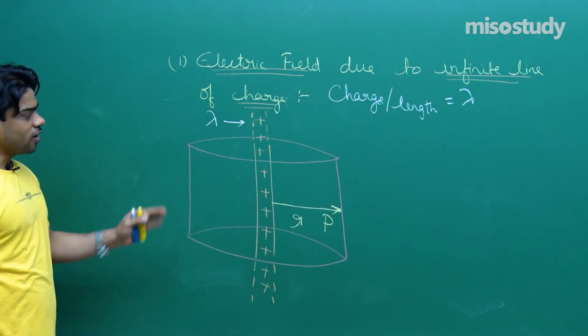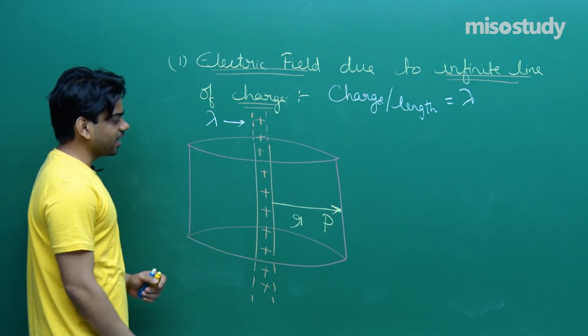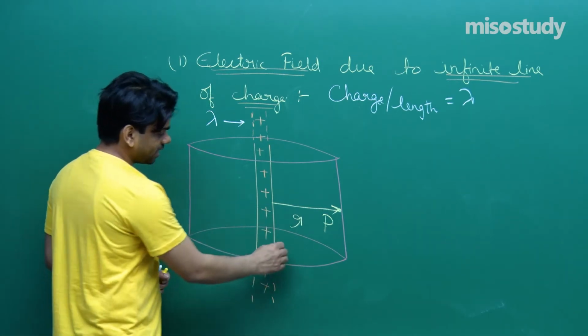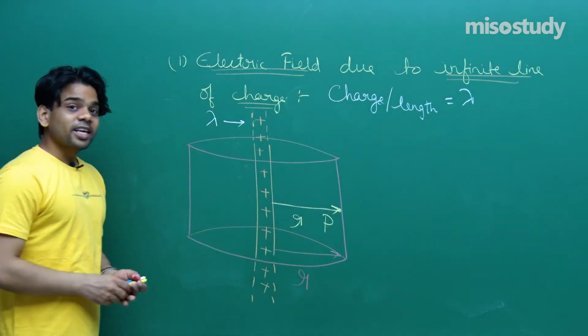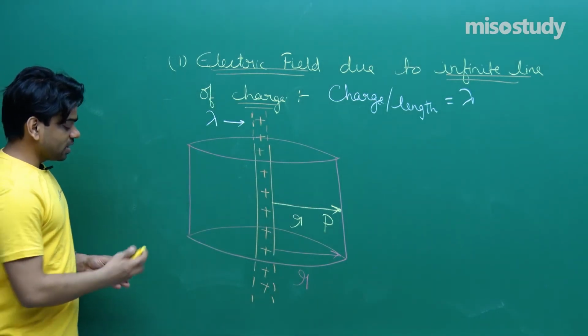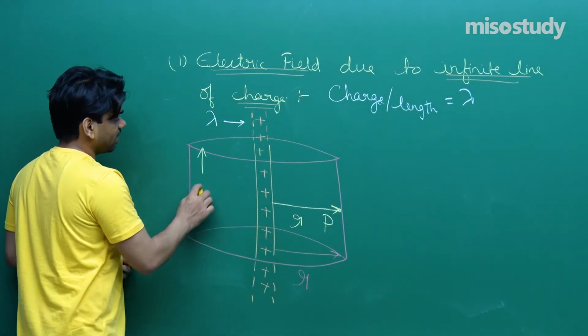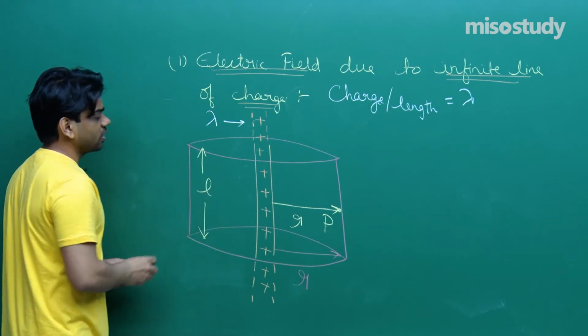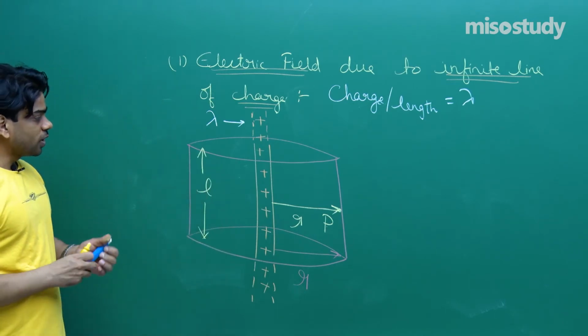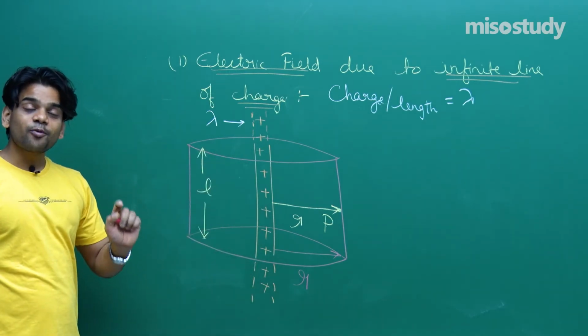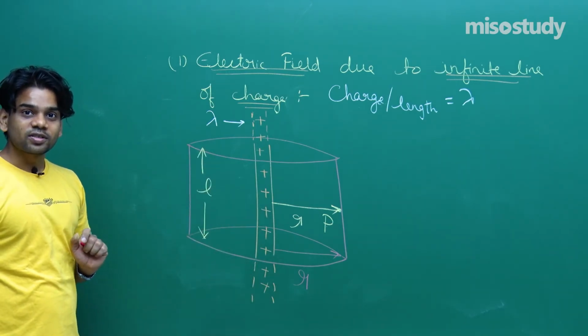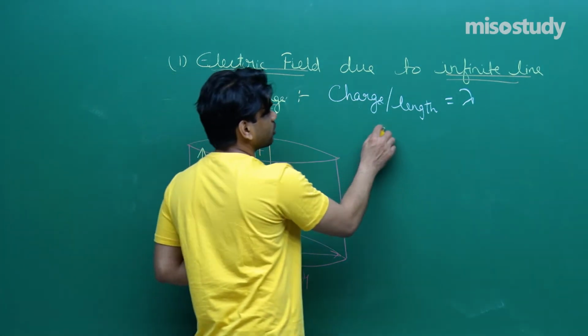So here you see I have drawn a cylindrical surface which has a radius small r. Now it's enclosing a charge. Let's say the length of the cylindrical surface is L. So the first step we followed: draw a Gaussian surface, we did it. Second step, find the charge present inside the Gaussian surface.